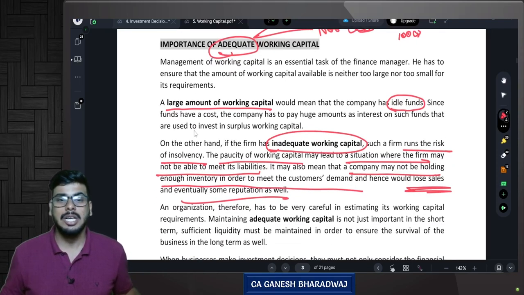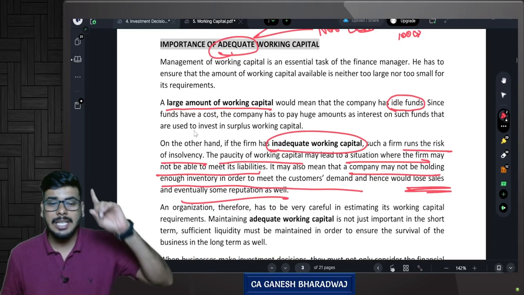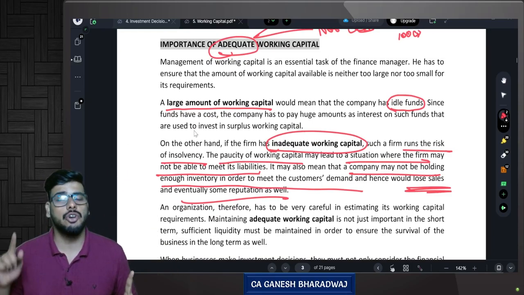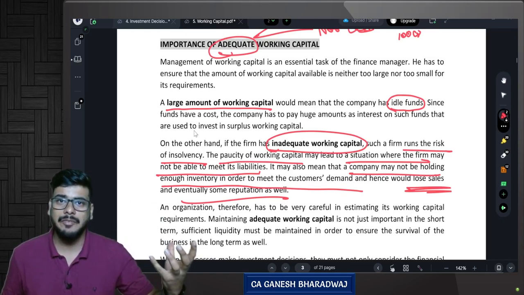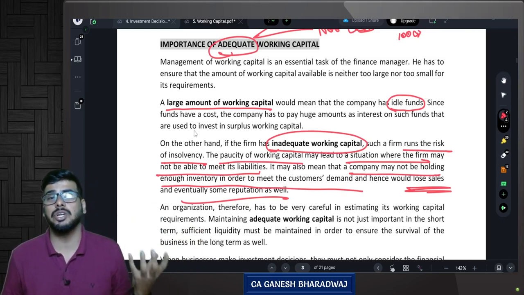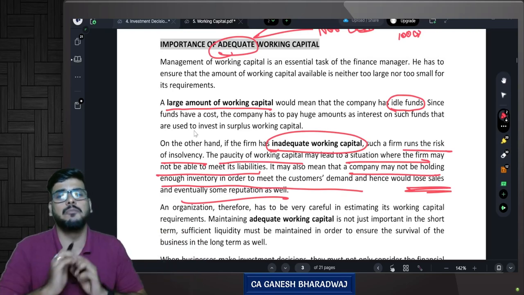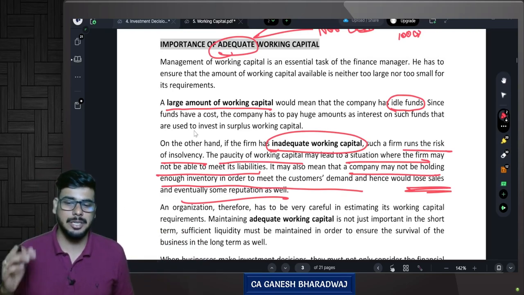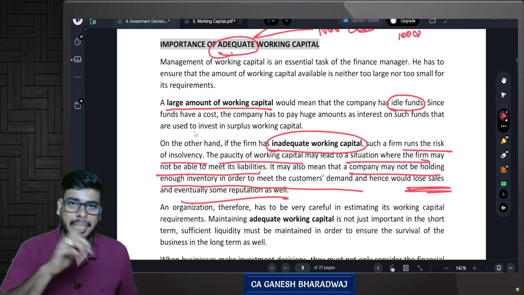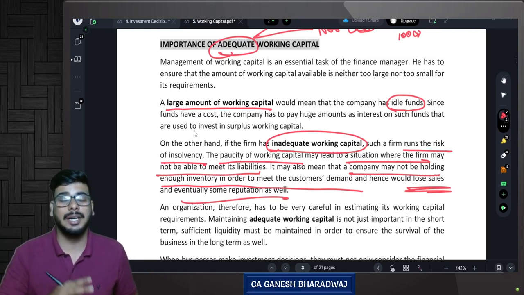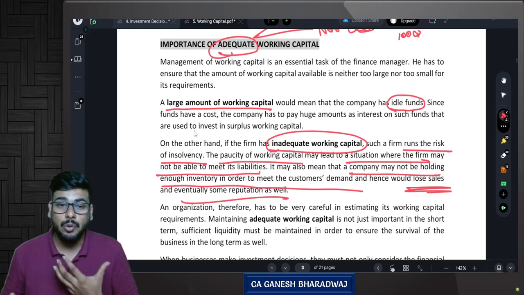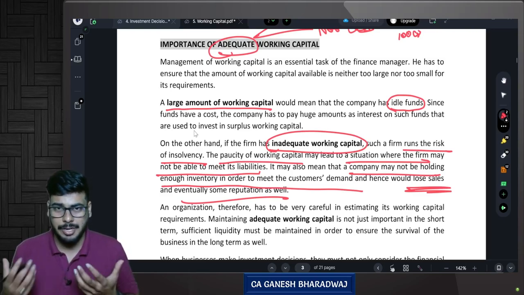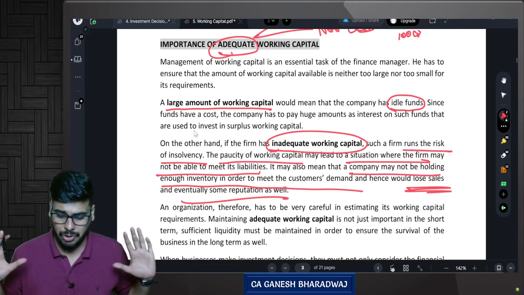So basically, the working capital investment in any company should neither be too high nor too low. Why should it not be too high? Because your working capital investment comes with a cost. So it's basically an amount blocked in the business. The more the amount blocked in the business, the more will be your finance cost associated with your working capital borrowings. Correct. Then what happens if you have lesser working capital? If you have less working capital, you might lose out on your opportunities to run your day-to-day operations and it will affect your solvency position.